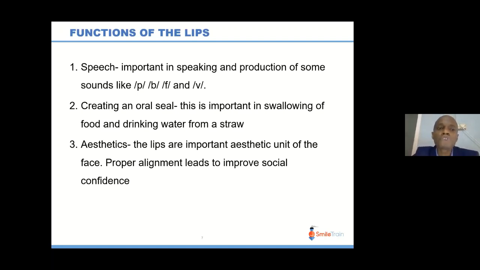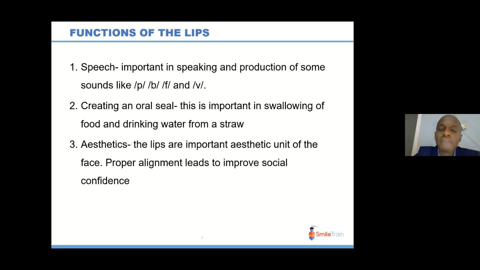The lip also creates an oral seal, which is important during eating and drinking water from a straw, because the lip seals the oral cavity and makes sure that you can suck in fluids from a straw. The vacuum for swallowing.